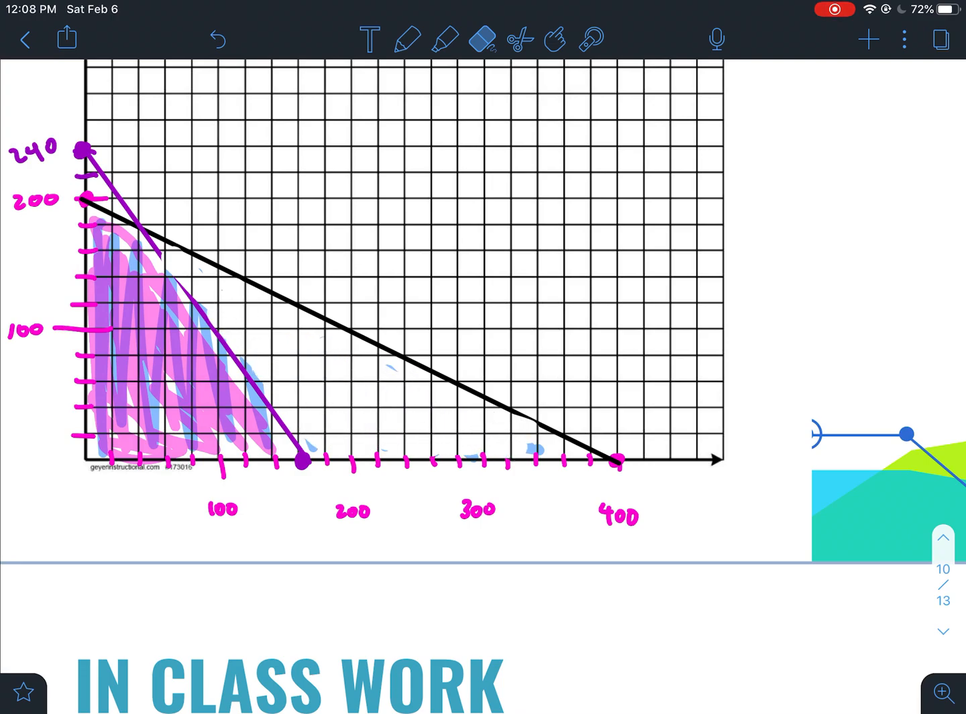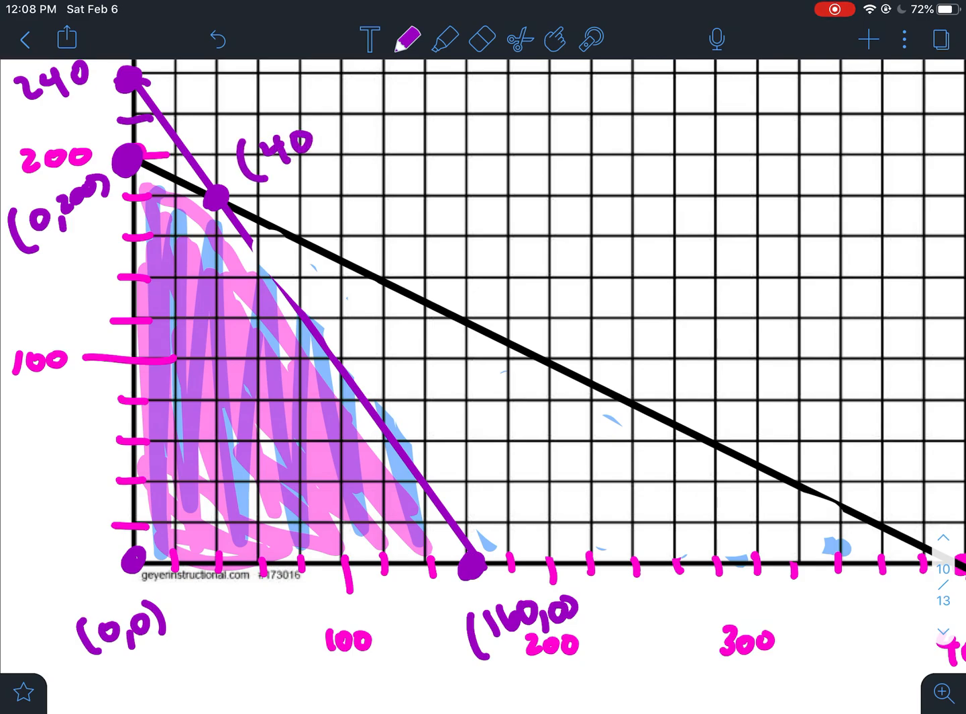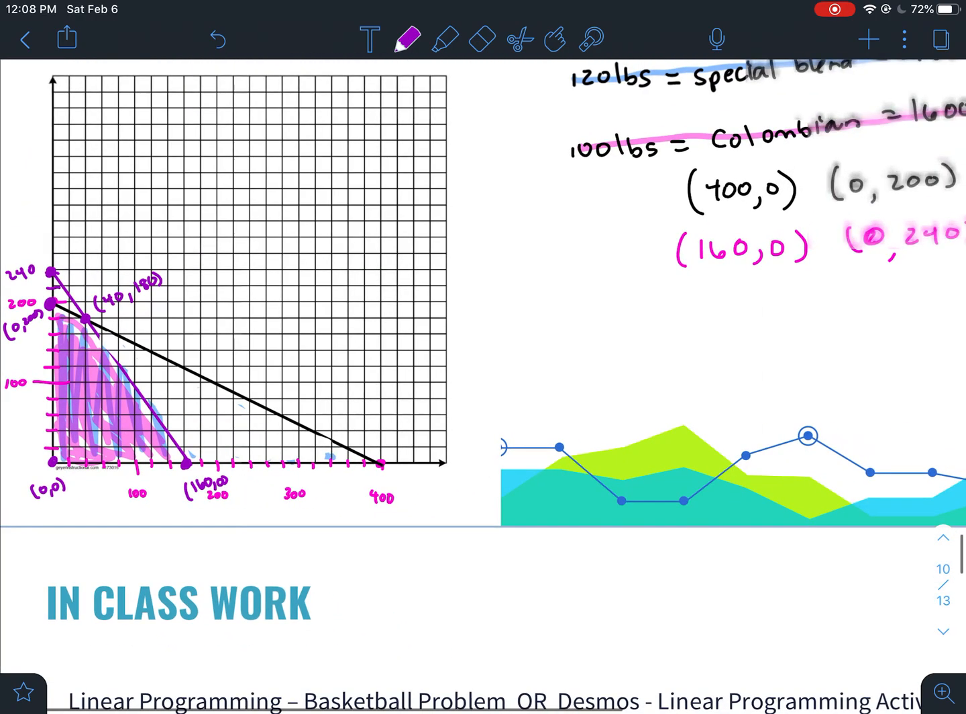So now we need to find the vertices. So my 3 or 4 vertices would be here, here, here, and here. So that point is the point 0, 200. And then we have 0, 0. And then we have 160, 0. And then this point where those two intersect looks to be at 40 and 180.